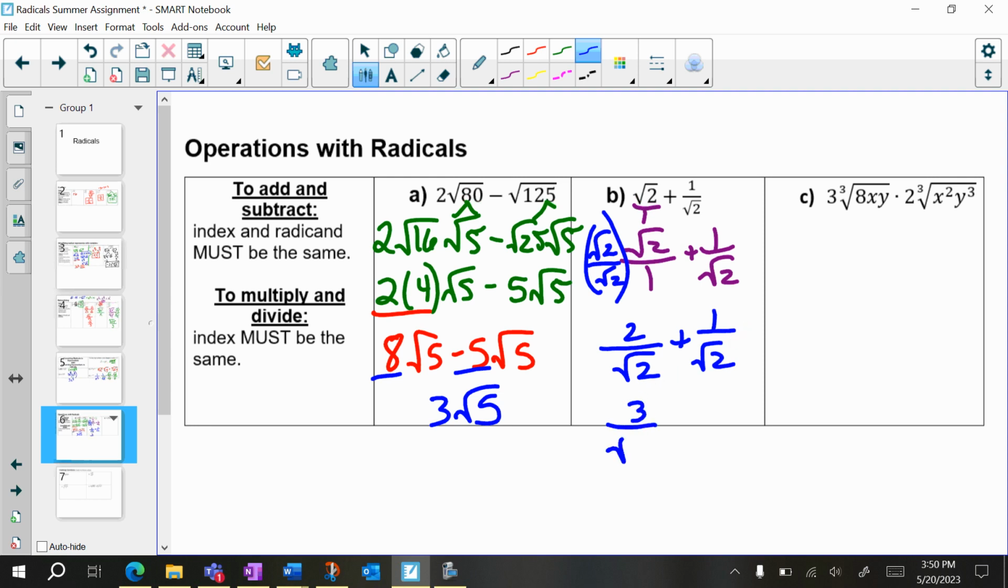So we have 2 over radical 2 plus 1 over radical 2, which really gives me 3 over radical 2. But again, we need to rationalize our denominator because we have a radical in the denominator. So I'm going to multiply both the numerator and the denominator by radical 2. I'm going to get 3 radical 2 over radical 2 times radical 2, which is radical 4, which simplifies to 2.